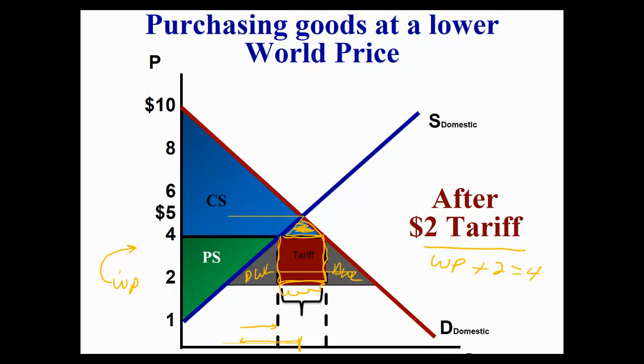But we're still better off because in this example, the consumer surplus plus the producer surplus plus the tariffs is going to make us better off. Our total surplus is still higher, though we still have dead weight loss. I don't know why that line does that. I'm sorry.